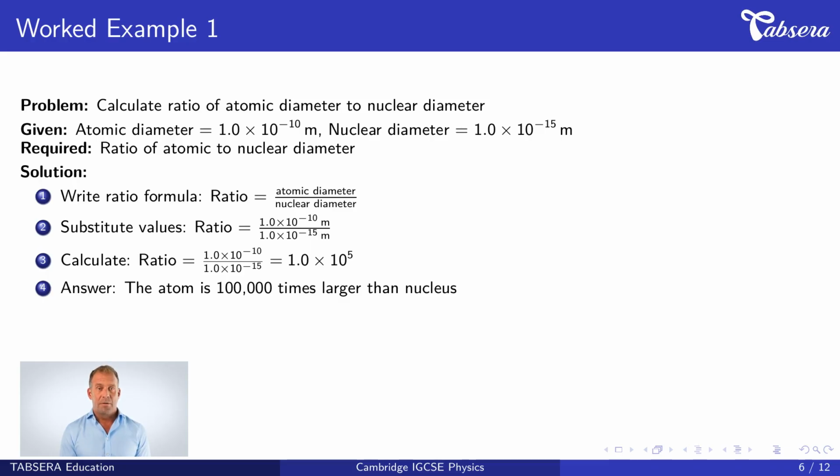Step 2. Substitute the values. We write 1.0 times 10 to the power minus 10 meters divided by 1.0 times 10 to the power minus 15 meters. Step 3. Calculate using index laws. When dividing powers of 10, we subtract the indices: minus 10 minus 15 equals plus 5. So we get 1.0 times 10 to the power 5. Step 4. State the answer. The atom is 100,000 times larger than the nucleus.